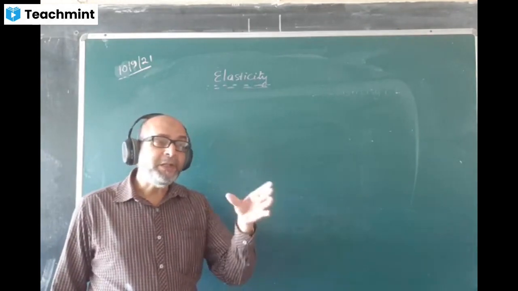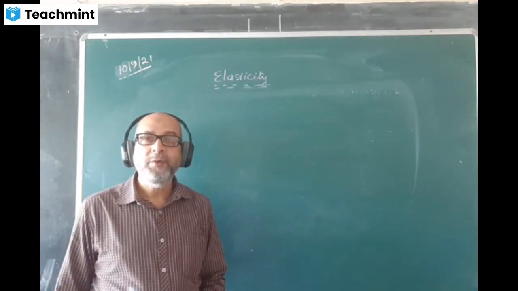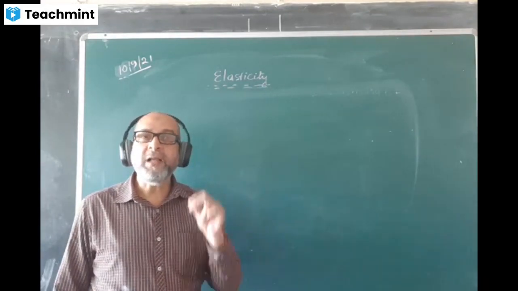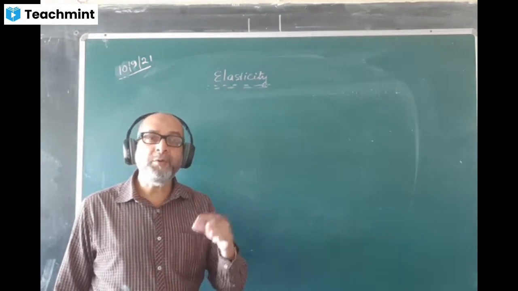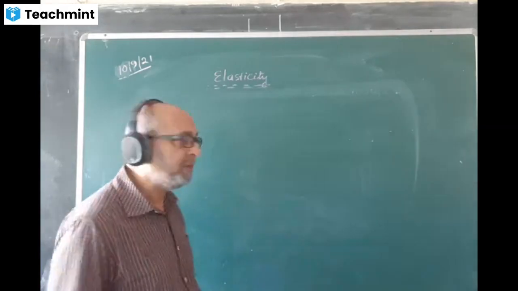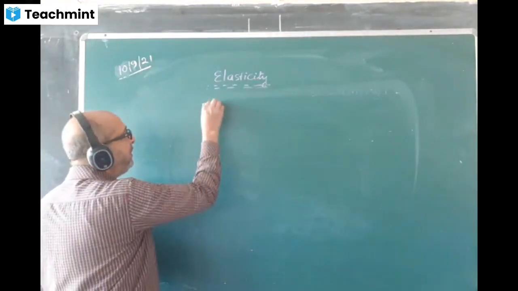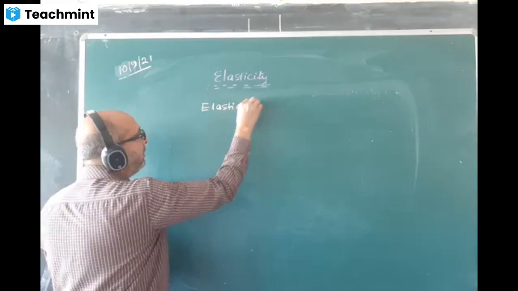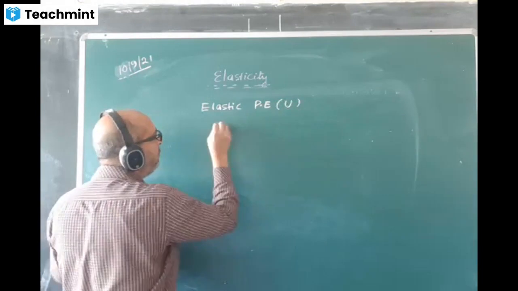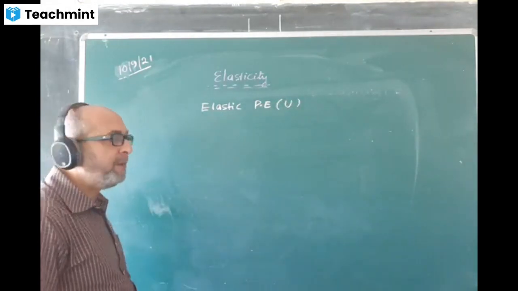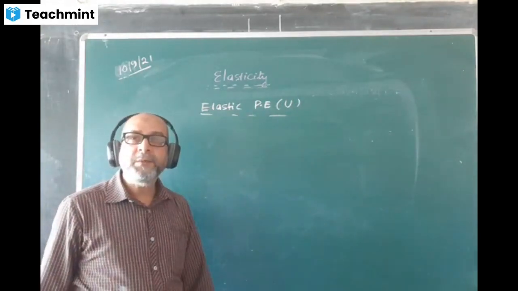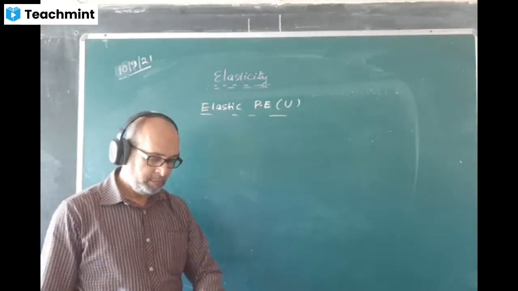But now the potential energy related to an elastic body is called elastic potential energy. Now we are going to derive a formula for that. Now you will be learning the formula of elastic potential energy. Write down, give the heading now: elastic potential energy, denoted by capital U.